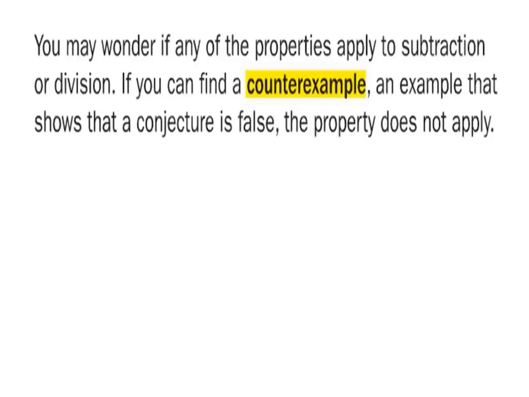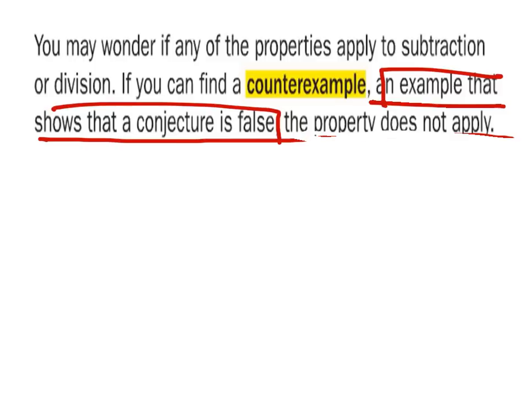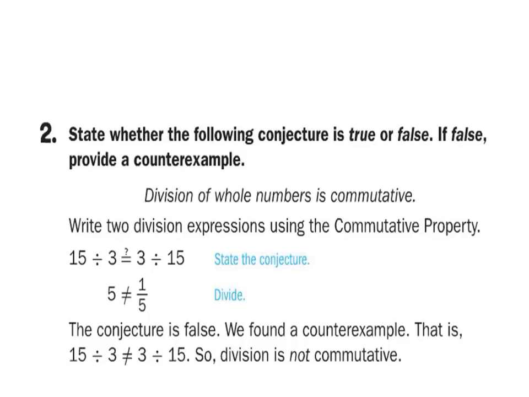All right, remember a counterexample is an example that shows that a conjecture is false. So the property does not apply. Really, it's all just this stuff, right? There you go. Example, state whether it's true or false, and then provide a counterexample.